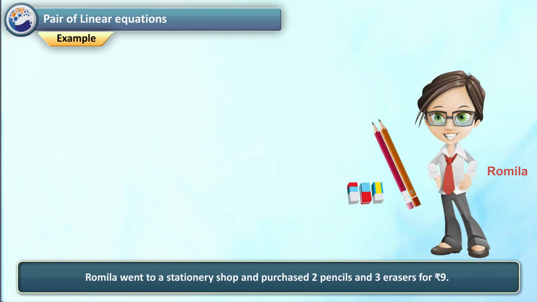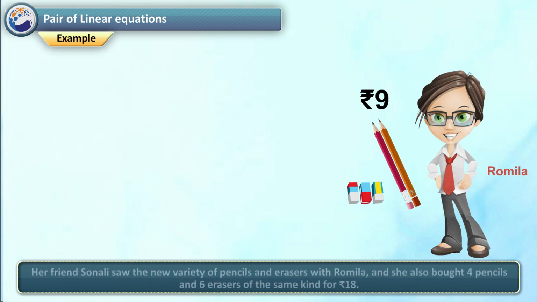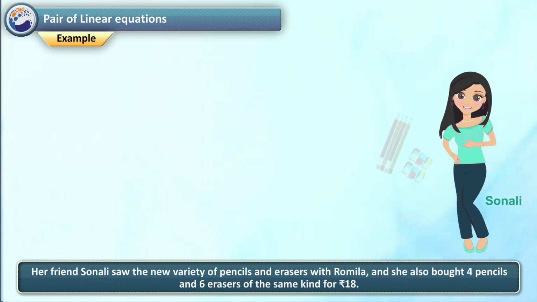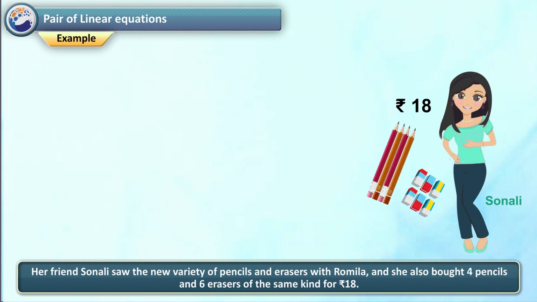For example, Romila went to a stationery shop and purchased 2 pencils and 3 erasers for rupees 9. Her friend Sonali saw the new variety of pencils and erasers with Romila and she also bought 4 pencils and 6 erasers of the same kind for rupees 18. Represent the situation algebraically and graphically.